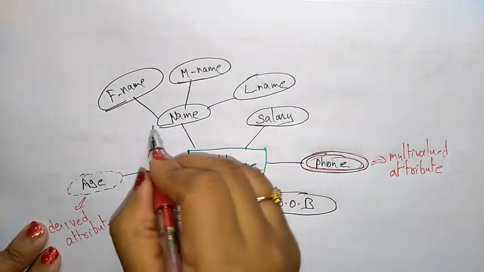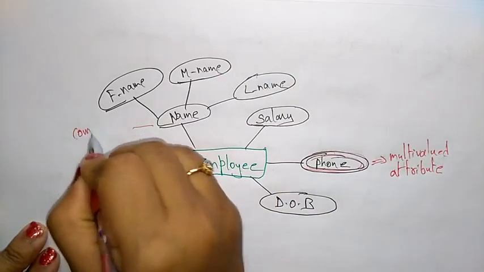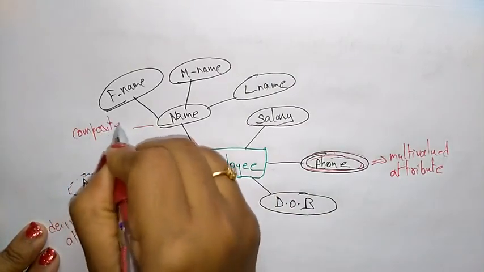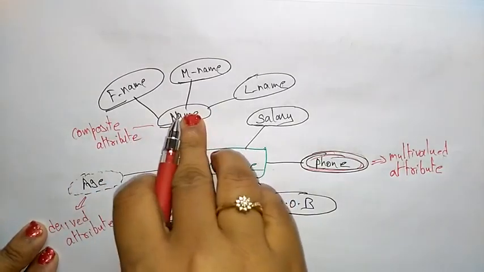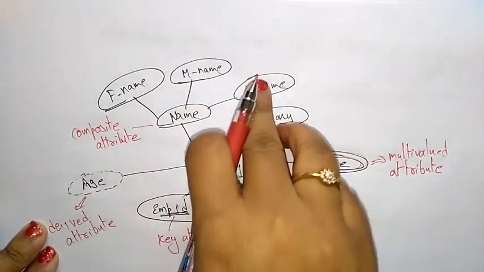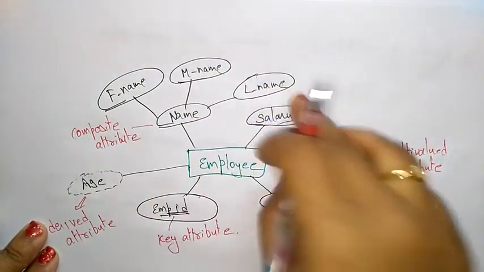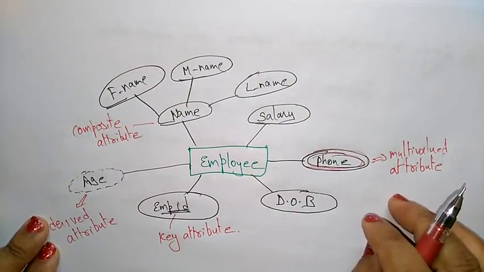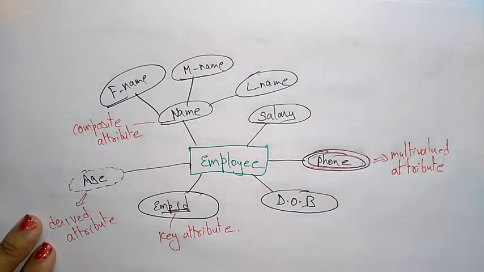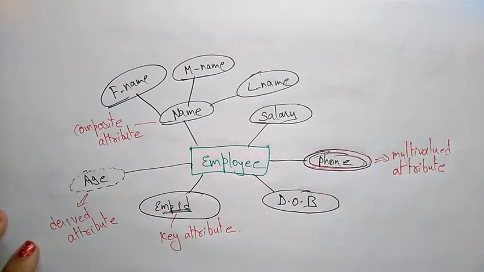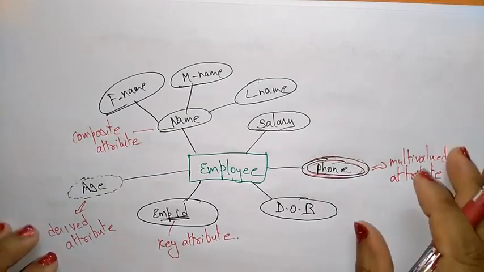And here the name, you call it a composite attribute. Why is it a composite attribute? Because a name is further divided into subgroups like first name, middle name, and last name. Okay, and here the salary comes under a single attribute. Date of birth is a single attribute. Okay, so this is about the types of attributes.